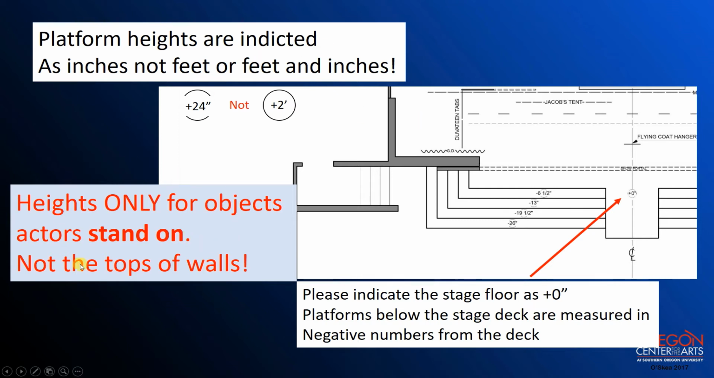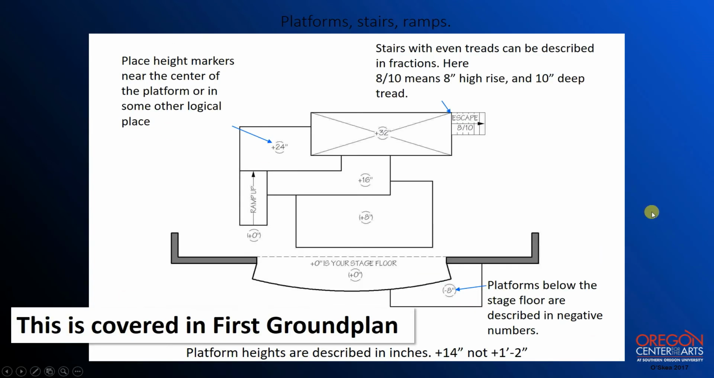You don't need to put this on the tops of walls unless somebody stands on the top of the wall. So you're not using these cumulative inch markers for anything other than places where people are standing on. There's this little slide here on the first ground plan tutorial that talks a lot about this, how platform heights are measured from the stage floor, negative or positive, where to put them, and so on. So I refer you back to that if you're not sure.